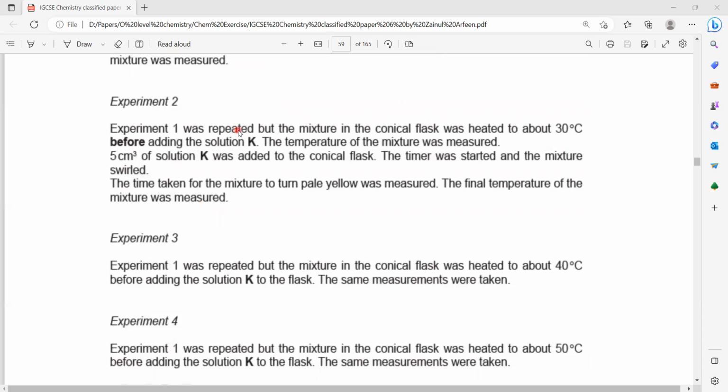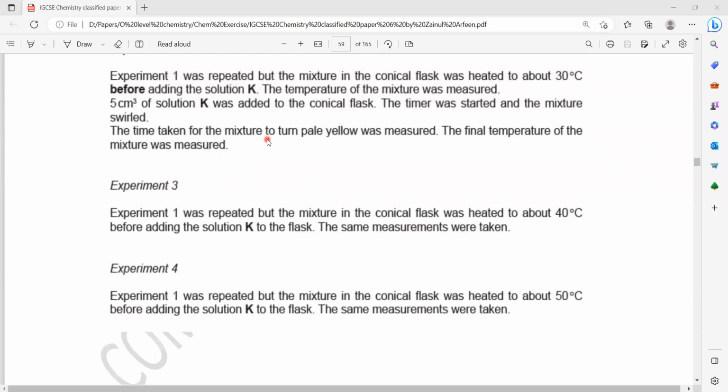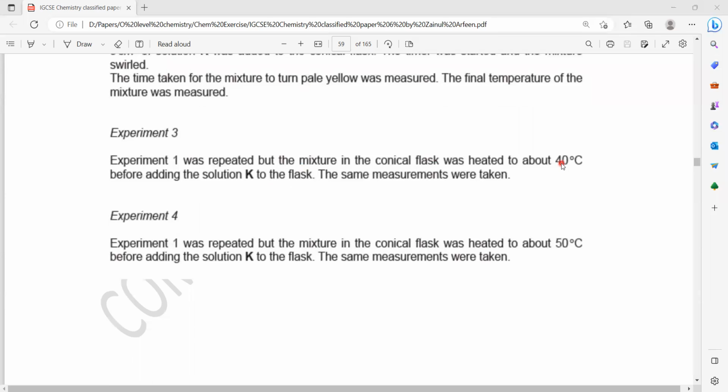Then experiment 1 was repeated, with the mixture in the conical flask heated to 30. Before adding solution K, the temperature of the mixture was measured, then 5 cm³ of K was added, the timer was started and the mixture was swirled again. Then the time taken for the mixture to turn light yellow or pale yellow was measured. Then the experiment was repeated at 40, and then at 50.